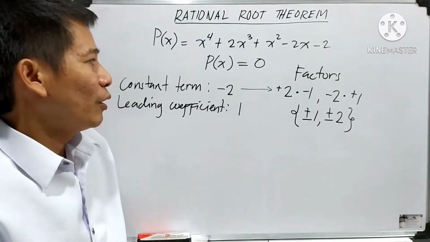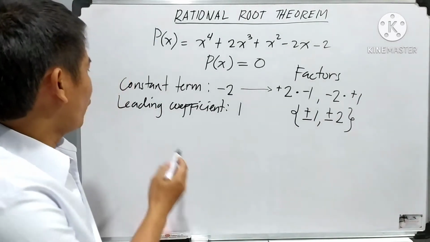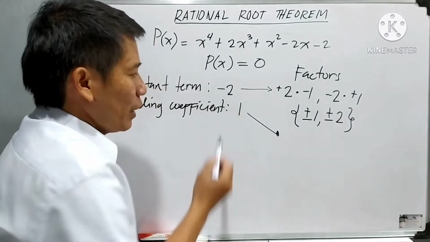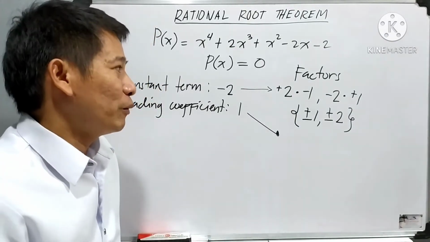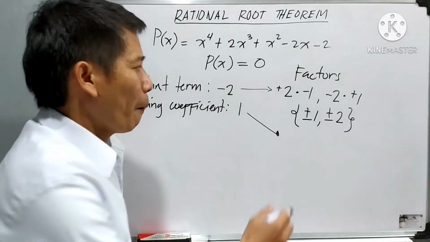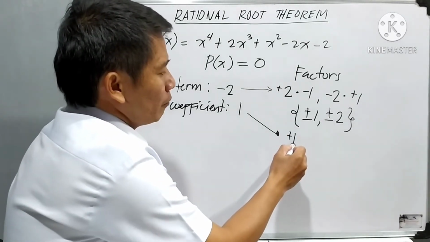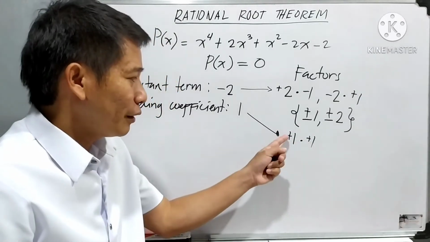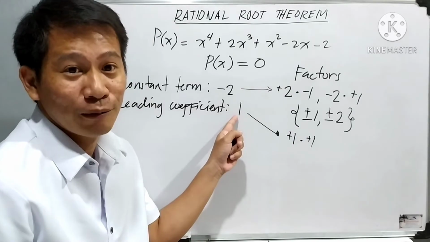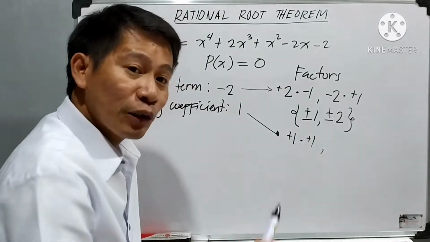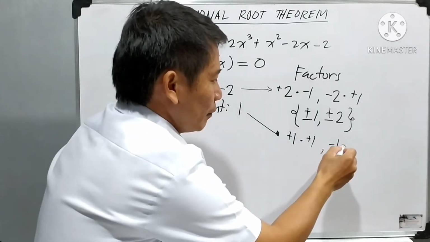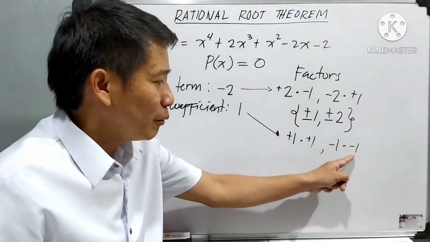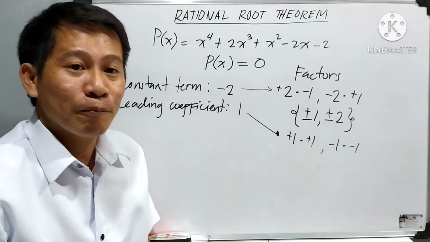So after that, we will take the factors of the leading coefficient. And our leading coefficient is 1 or positive 1. So what are the factors of positive 1? We can have positive 1 times positive 1, because positive 1 times positive 1 is 1 or positive 1. Another one, we can also have negative 1 times negative 1, because negative 1 times negative 1 is also positive 1.